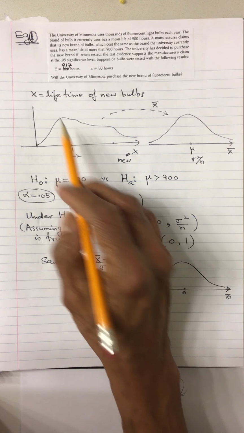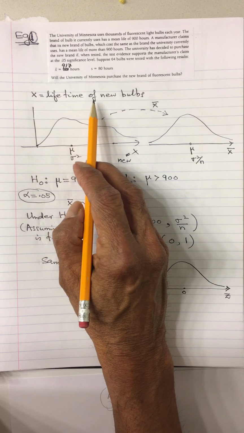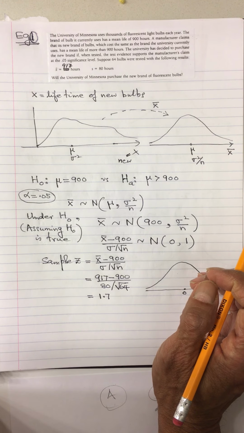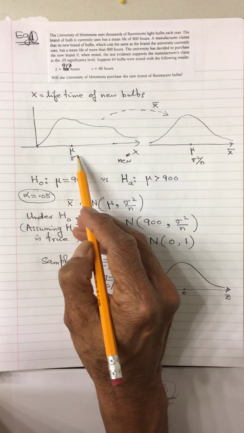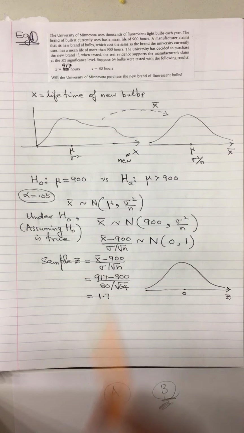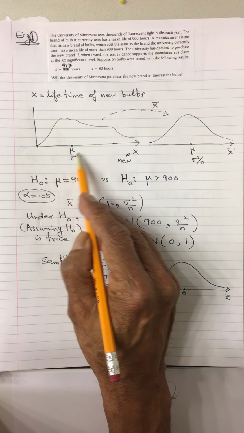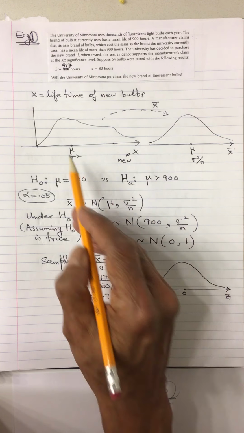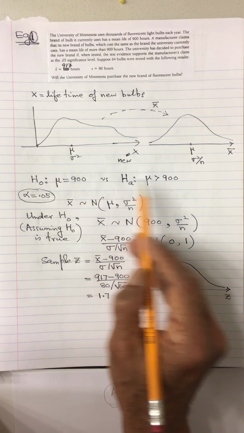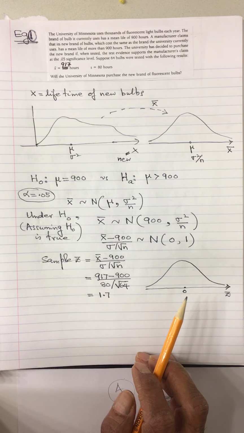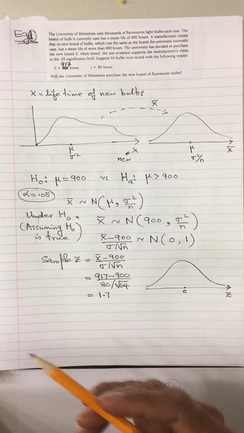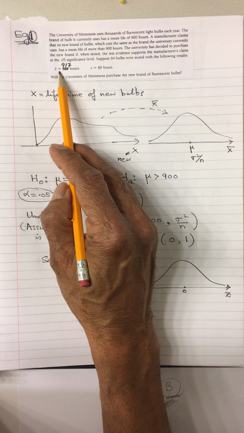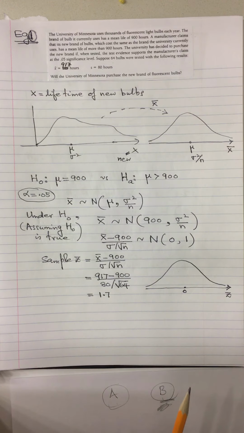Say X is the lifetime of the new bulb. The mean is mu and the variance is sigma squared for the new bulb. We don't know either one. What we are trying to see is whether this mean is more than 900, based on our random sample. This is our random sample of size 64, with x bar as given.